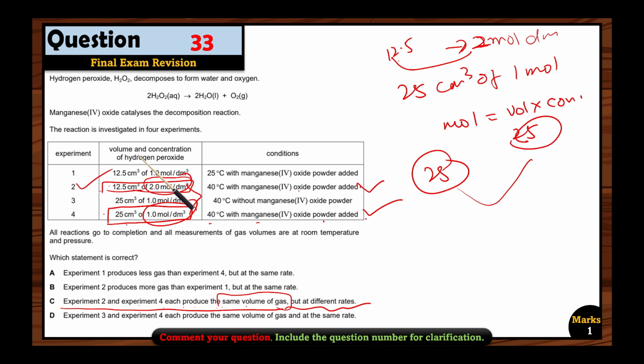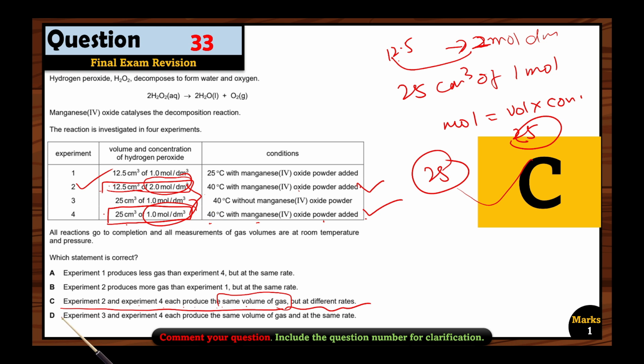So in option 2 the concentration is higher. Higher concentration means it will increase the rate of reaction. So that's why the rates are different. That's why option C is the right option, okay?